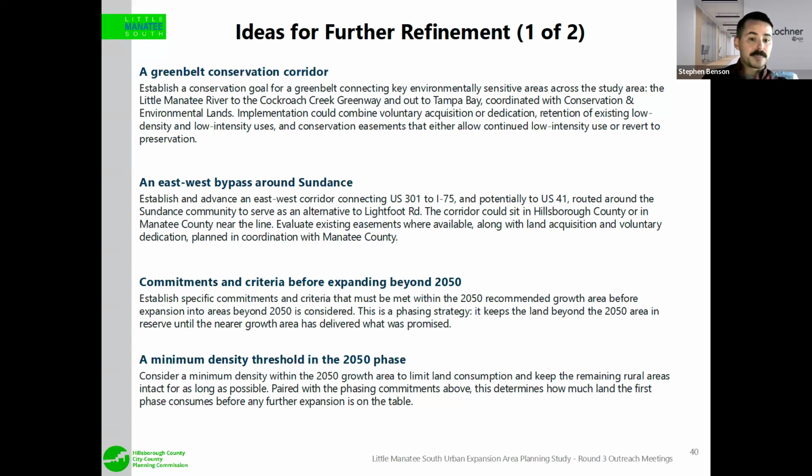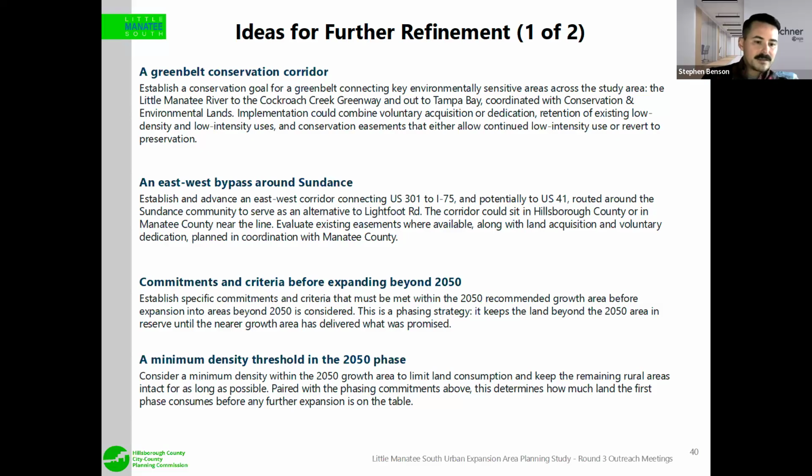This is all in theory. We would want to evaluate what existing easements or corridors exist where available, along with land acquisition and voluntary dedication. And we want to do this in coordination with Manatee County. There is an east-west road planned in Manatee County. We would want to make sure that road is appropriate and more attractive to regional cut-through traffic than Lightfoot Road. And so if that is an idea worth pursuing, then we'd like to pursue it further and bring you some more detail in round four.